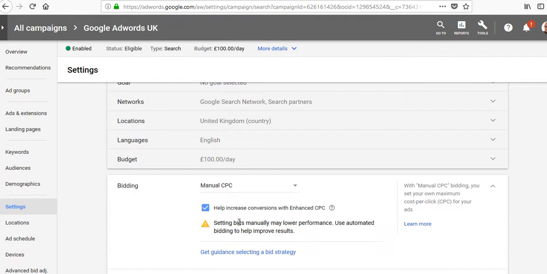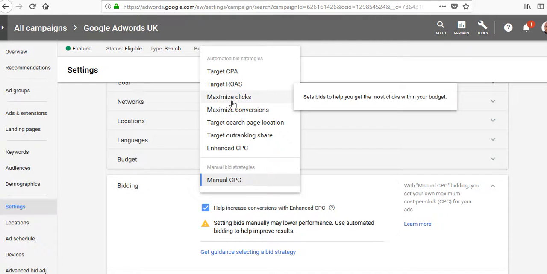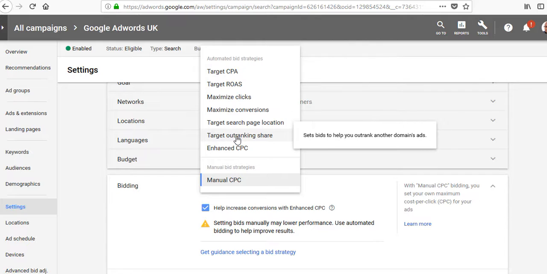And if you're just starting, try and start with an automated strategy like maximize clicks, or maybe outrank a specific competitor and stuff like that. And that will help you to get your returns and get the clicks that you need and the conversions that your business requires. So those are some of the best practices to follow. There's a lot more, but if you're looking at bidding, those are some of the things to take into consideration as you work on your campaigns.